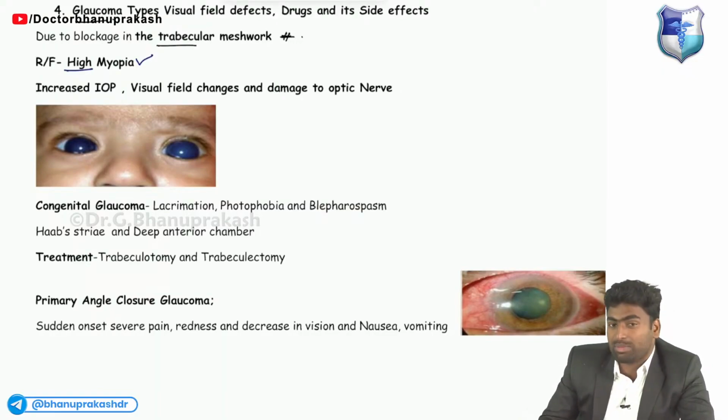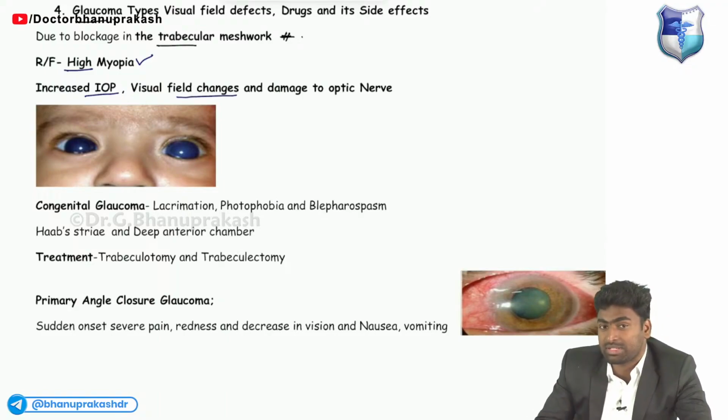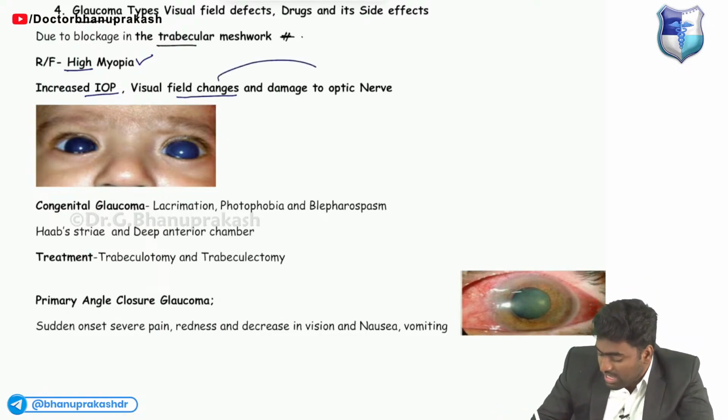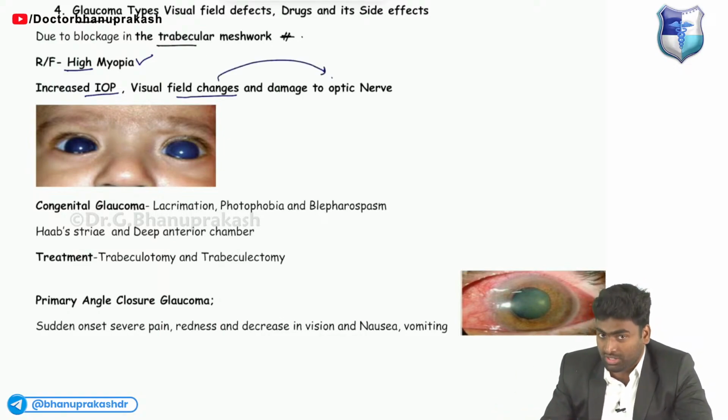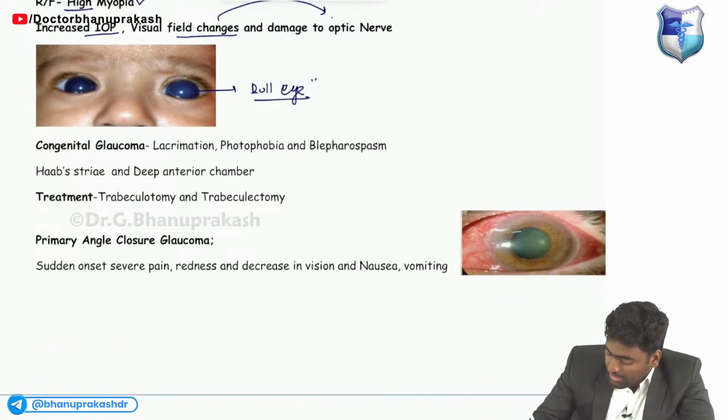And usually there are a few conditions which will be associated. There will be increased intraocular pressure. There will be visual field changes because of this increased intraocular pressure. Why are there visual field changes? Because there will be damage to the optic nerve. Now say a child who is having features of bull's eye, also known as buphthalmos. So it is a feature of congenital glaucoma.